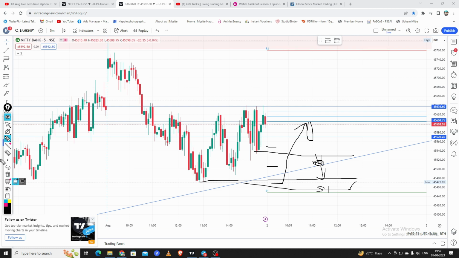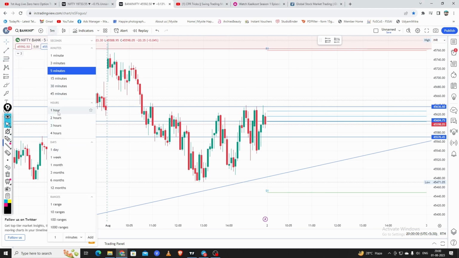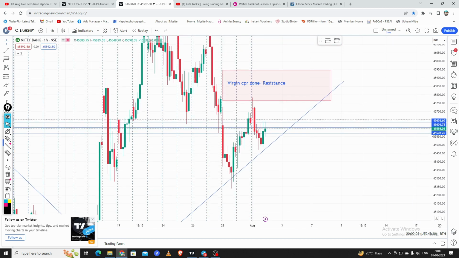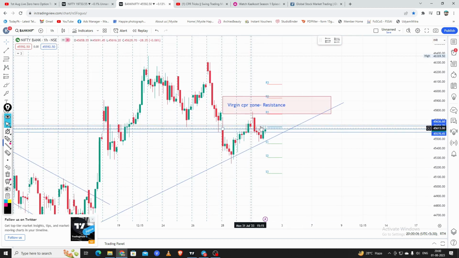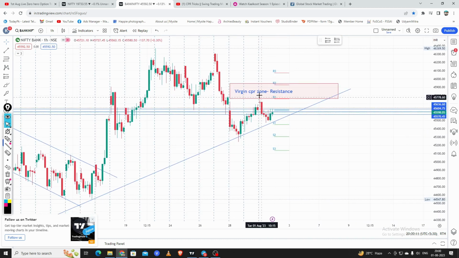Alright, so let us just go to the 1 hour time frame once. So this is the 1 hour time frame. See, Bank Nifty is still showing green candles on the 1 hour time frame, and this is the virgin CPR. It came down from touching this level, but it is not going completely down. It is just stuck in the range. If tomorrow it is opening below the CPR and it is breaking the S1, you can directly go to the target of S2.